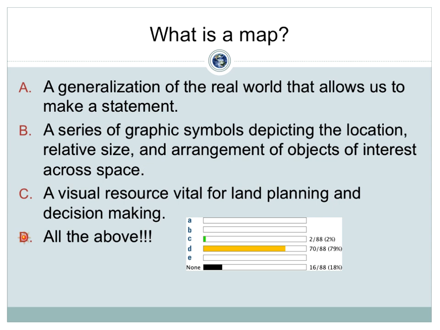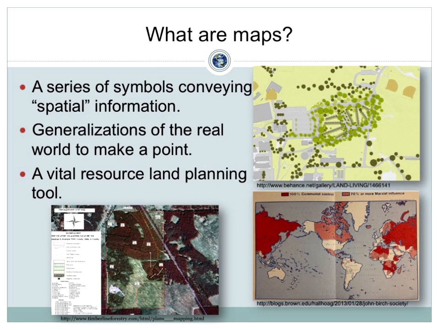So just about everybody who's answered says it's all of the above, and indeed it is. Maps are a series of symbols conveying spatial information, and they're abstract information. Could be these dots, could be these areas, or it could be lines representing roads. And so it's a series of symbols. Maps are also generalizations. We don't want to see everything in the world on the map. That's what aerial photography is for.